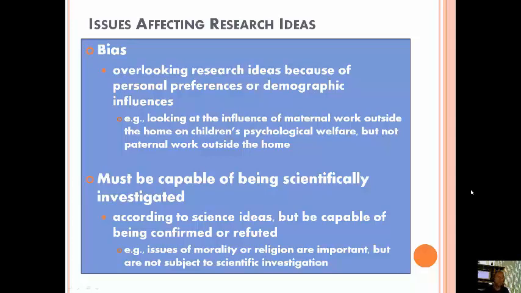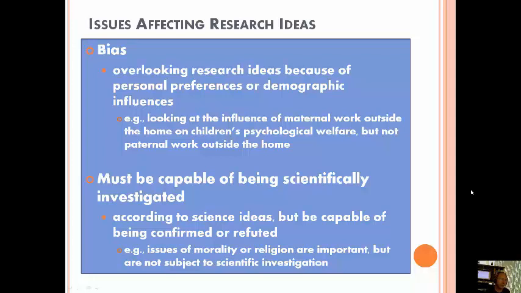One of the main issues affecting research ideas, and this is an all-consuming problem, especially for any primary investigator of any kind of research, is bias. And that is overlooking research ideas because of personal preferences or demographic influences. You have a pet idea, a pet hunch, a pet hypothesis, and of course we want to see it work. And so removing bias is very important in any research. You have to remove yourself and remove your predilections from the theory, from the research.